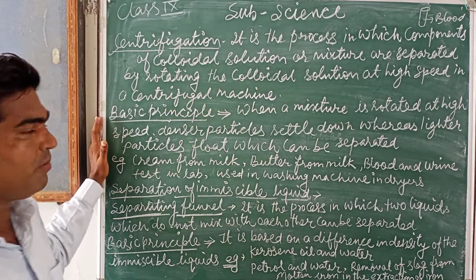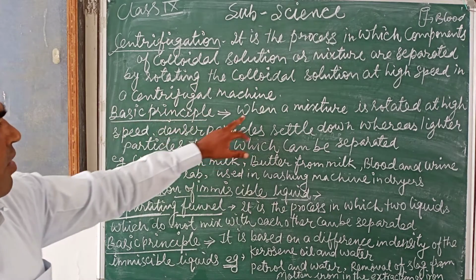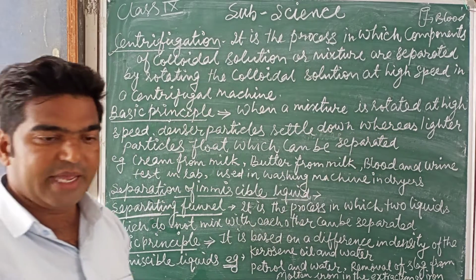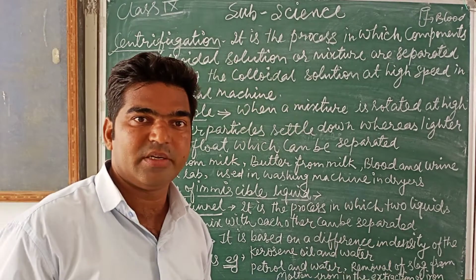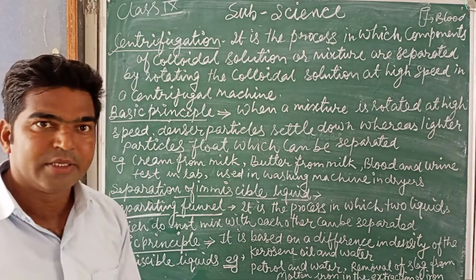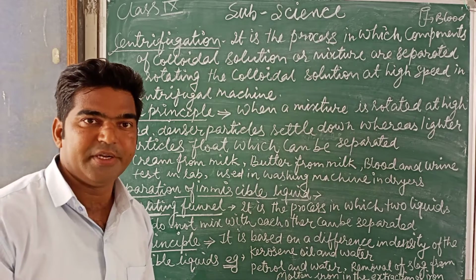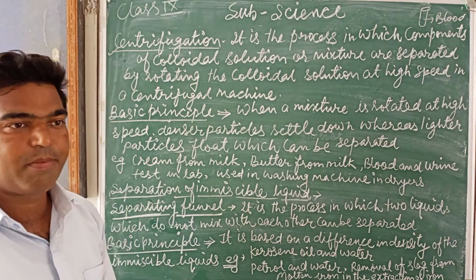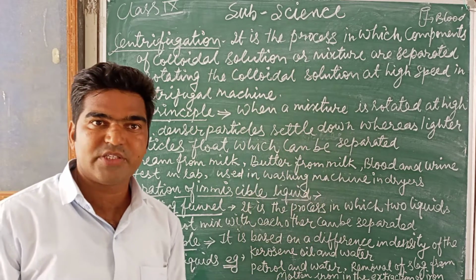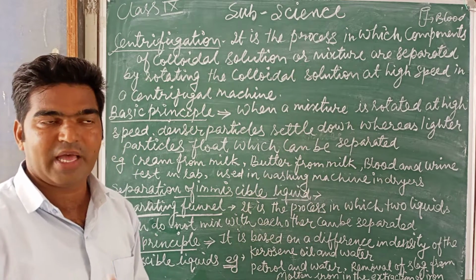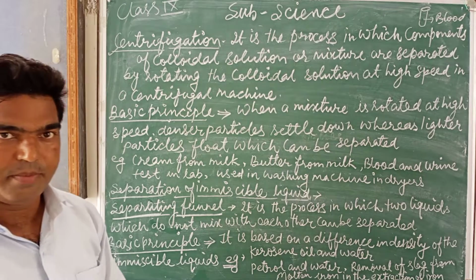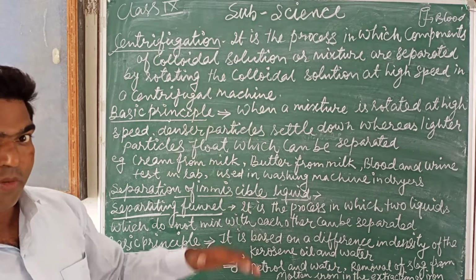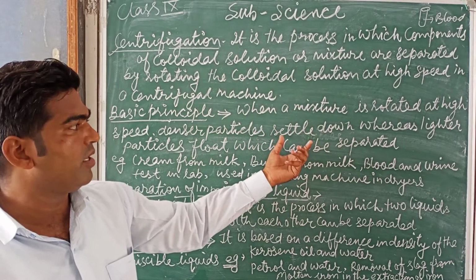Now, what is the basic principle involved in this? When a mixture is rotated at high speed, when we want to separate any mixture into its different components, so when it rotates at high speed, due to the difference in density, what happens? The lighter particles float on the surface at the top, and the heavier particles or heavier components settle down at the bottom. So the density also plays a very crucial role here.